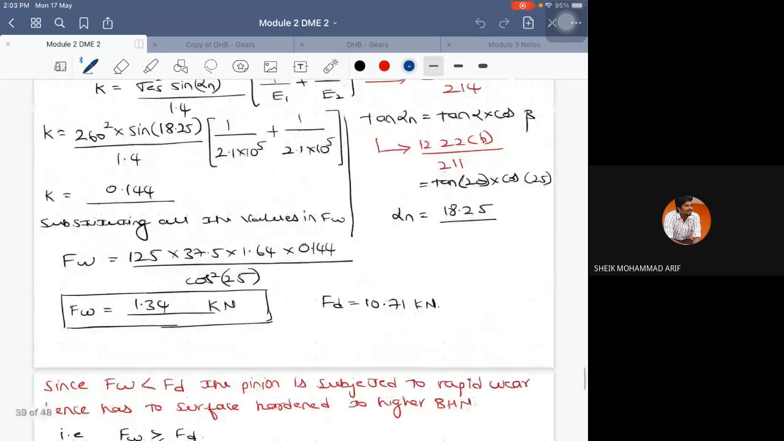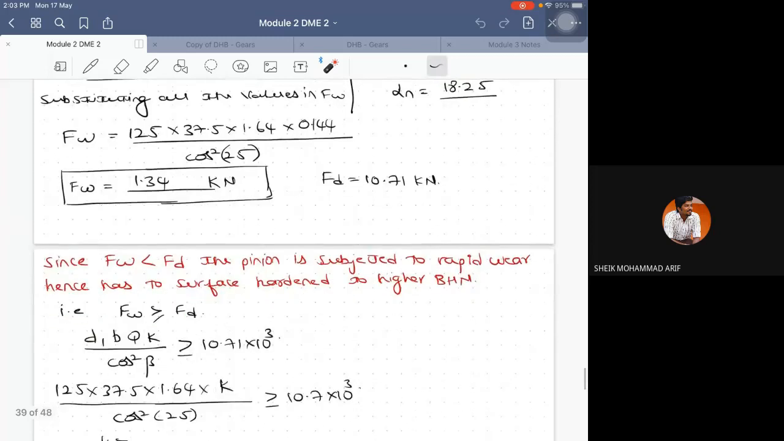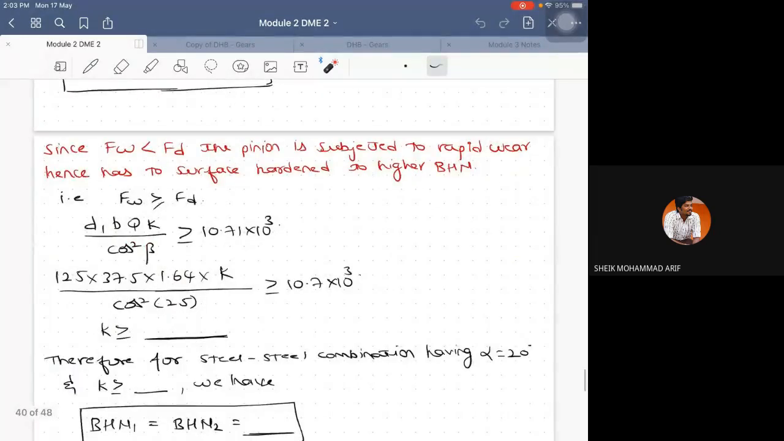Okay, so the previous problem, we have exactly stopped here. We have calculated the wear load, but we found that the wear load was very much lesser when compared to the dynamic load. So we are supposed to increase the wear load to meet our requirement. So for that we have taken this. Okay, so wear load is given by this particular equation. We need to calculate the value of K and thereby judge the values of BHN1 and BHN2 from the table.